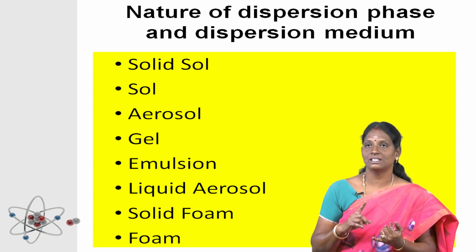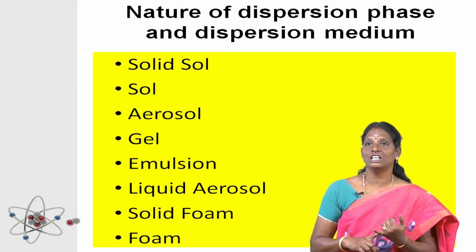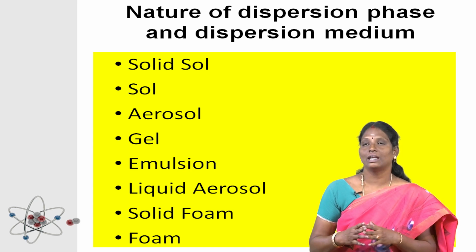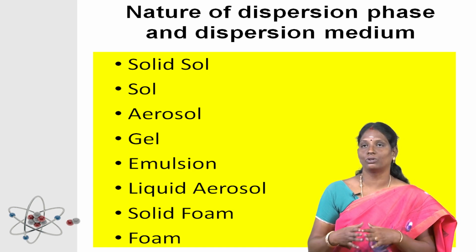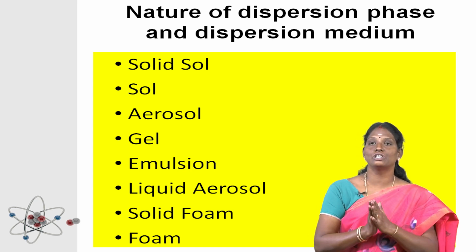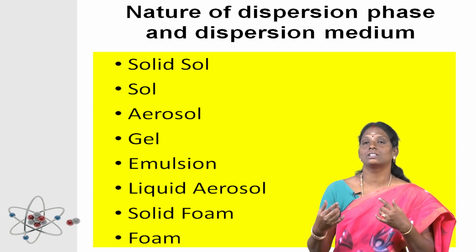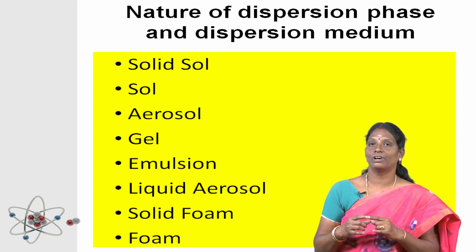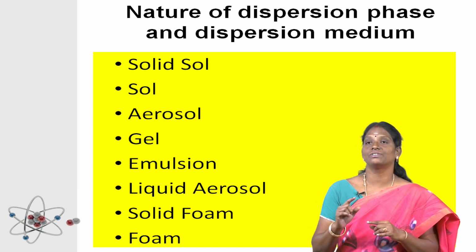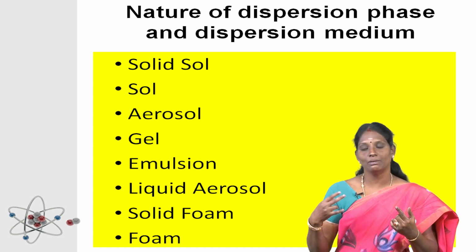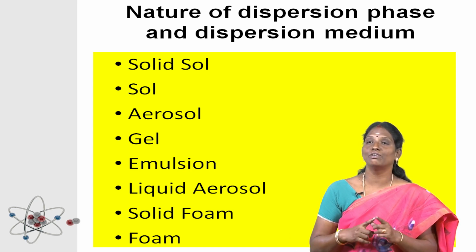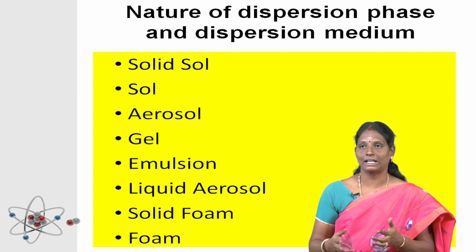When the dispersed phase is gas and the dispersion medium is solid, it is called an aerosol. Examples are dust and smoke. When the dispersed phase is solid and the medium is liquid, it is called a gel. Examples are jellies, cheese, etc. When both the dispersed phase and the medium are liquid, it is called an emulsion. Examples are milk and butter.